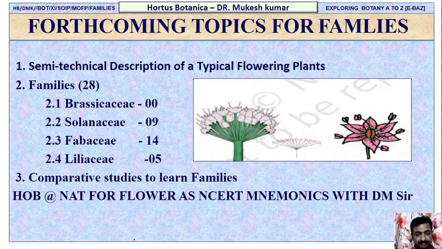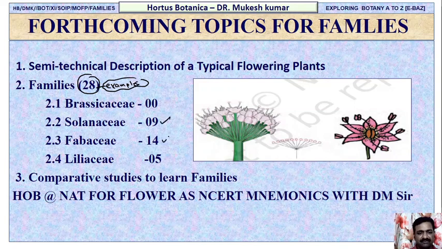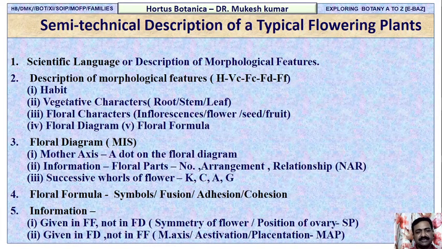So let's see. This is the total of four families, and out of that, don't worry, in total we have only 28 examples. Usually, students are very afraid of the examples, so don't worry, here we will study only 28 examples: 9 in Solanaceae, 14 from Fabaceae, and 5 from Liliaceae. Now let's see what the first topic is: semi-technical description of flowering plants.